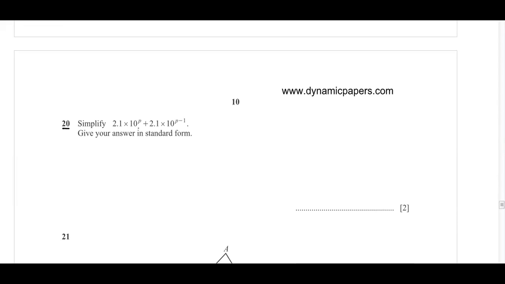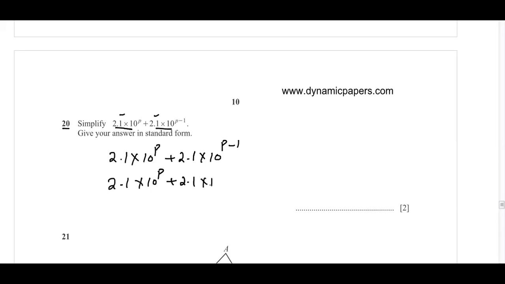What you have to do, you can see here, this number plus this number. You can notice here, 2.1 you can take common. Let's take 2.1 as common. Write it first: 10 power p plus 2.1 into 10 power p minus 1. In this case, it's better if I write it in this way: 2.1 into 10 power p plus 2.1 into 10 power.